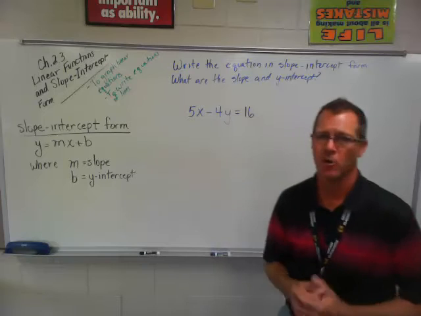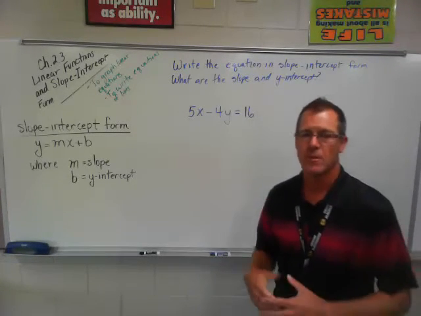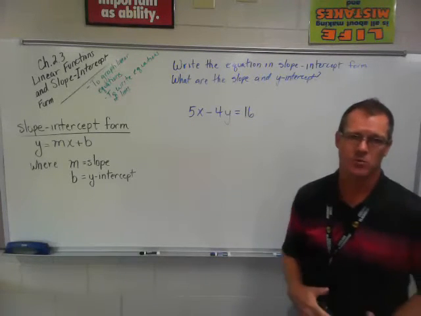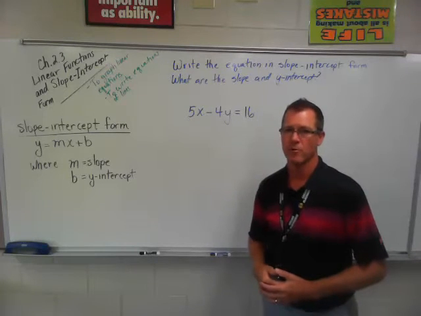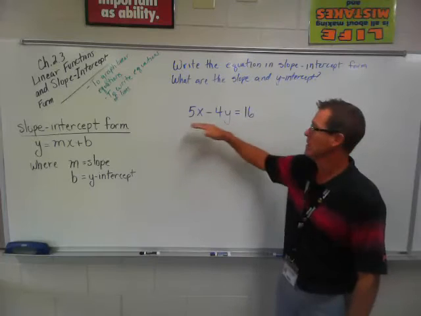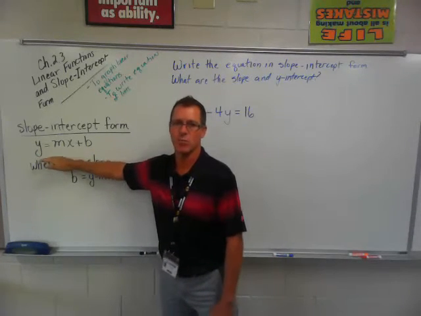So again, in this video, our objective will be to write equations of lines. So we're taking a line that's in standard form, and in this case, we're going to write it in slope-intercept form. So our key is to transition from the form you see here, standard form, and get it so it looks like this, y equals mx plus b.